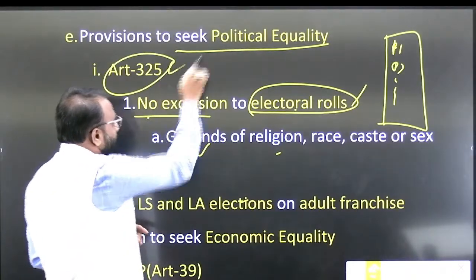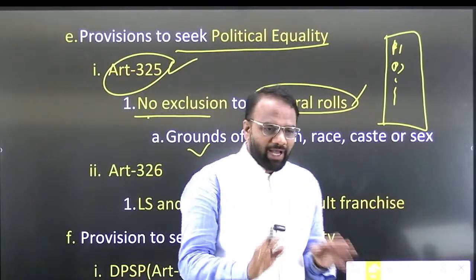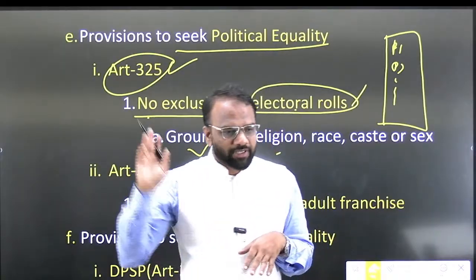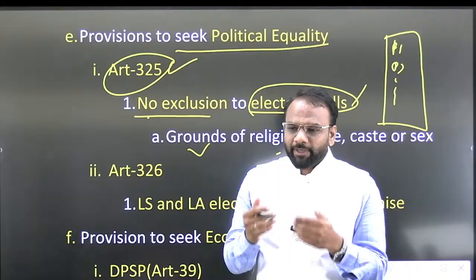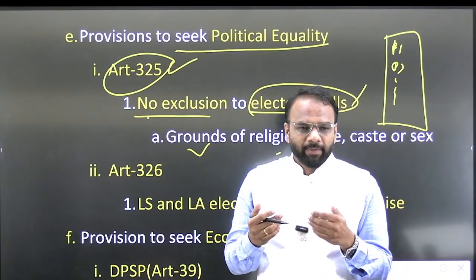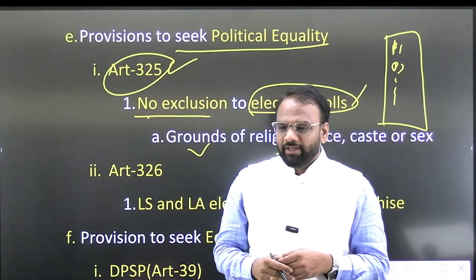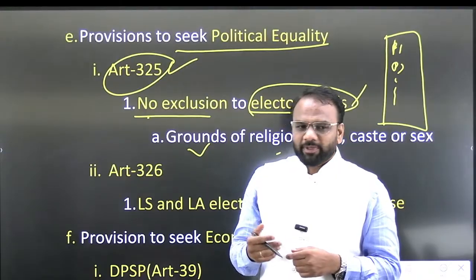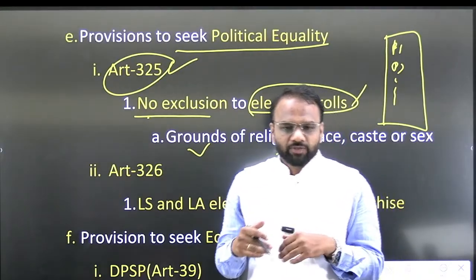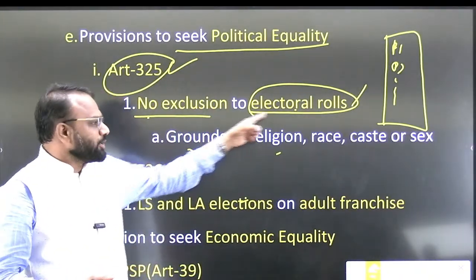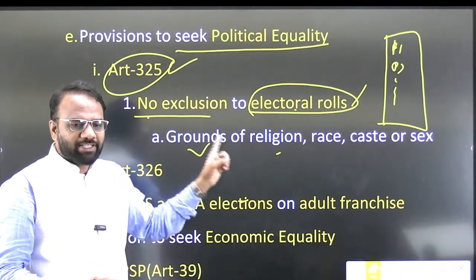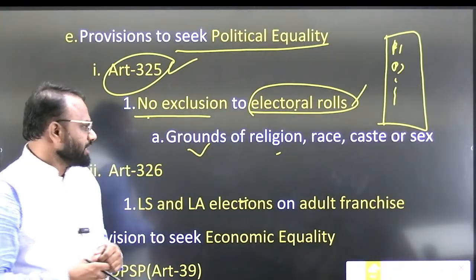Which article of the Constitution upholds political equality? Article 325. They are never asked, but what I will urge is you just retain this information. Article 325 of the Constitution helps us to uphold political equality. If you look at all the 30 years of question papers, they are never asked like this, but still we shall retain it. How? No exclusion to electoral rolls based on race, religion, caste or sex.